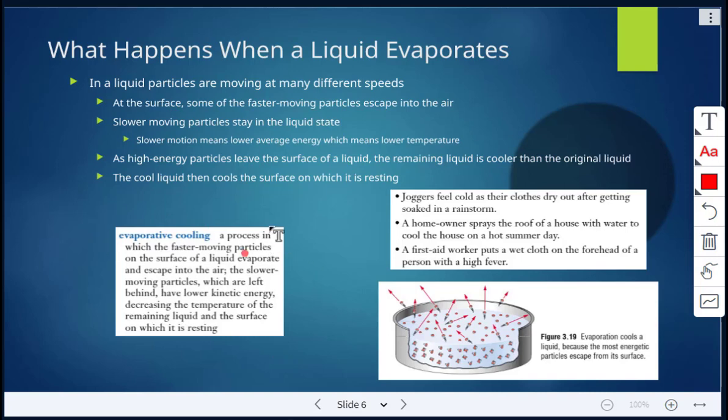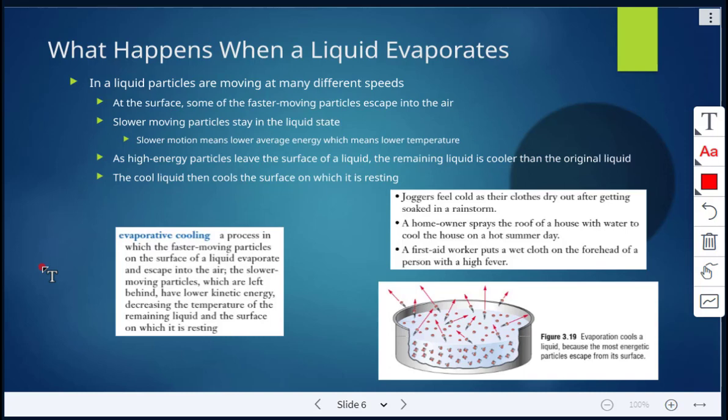This process is evaporative cooling. That's when the faster moving particles on the surface of a liquid evaporate, they escape into the air. The slower moving particles are left behind. They have a lower kinetic energy, that energy of movement. Therefore, they decrease the temperature of the remaining liquid and the surface on which it's resting.